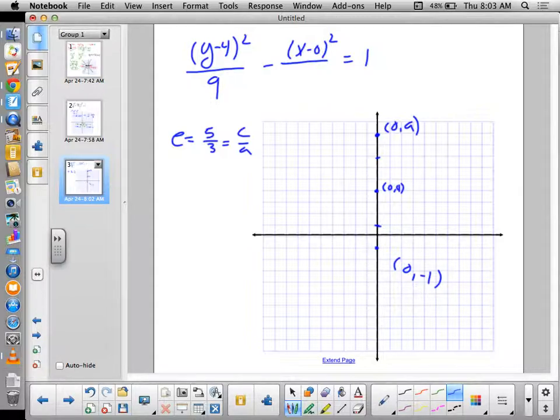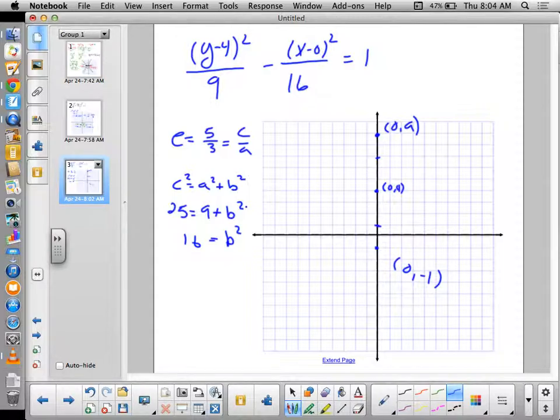C is 5, which makes sense. 1, 2, 3, 4, 5. Fits perfectly. And we know since it's a hyperbola that C squared is A squared plus B squared. So C squared would be 25 equals 9 plus B squared. So B squared has to equal 16. Here's my equation.